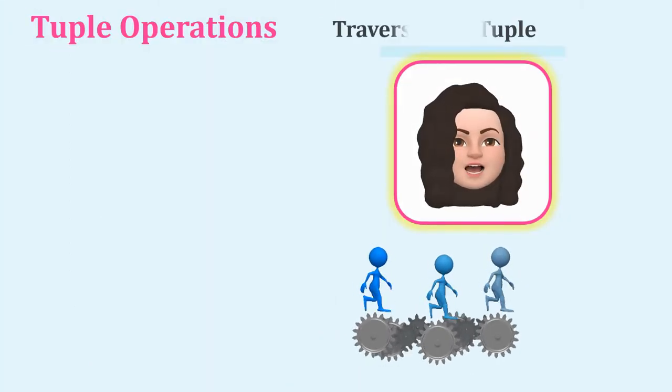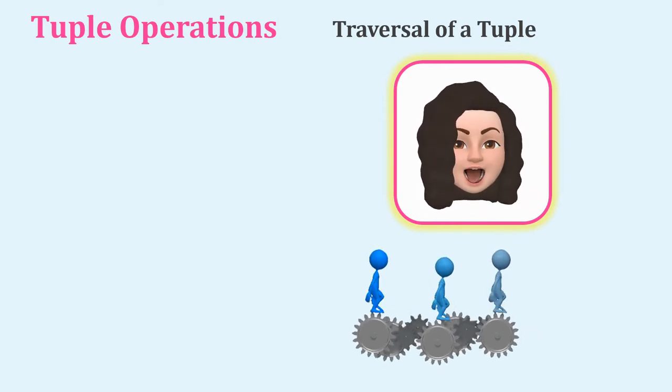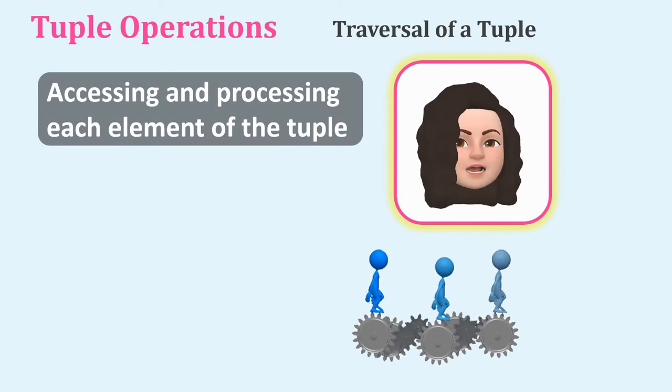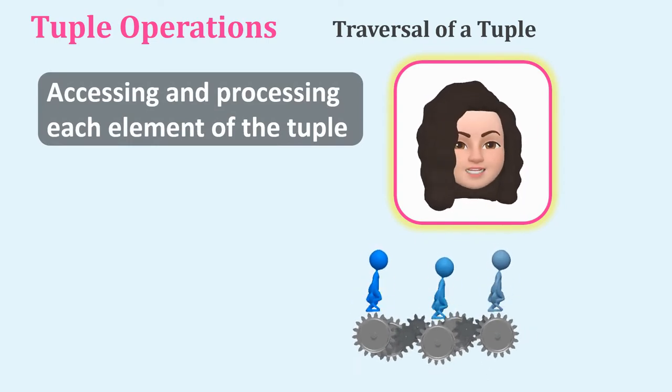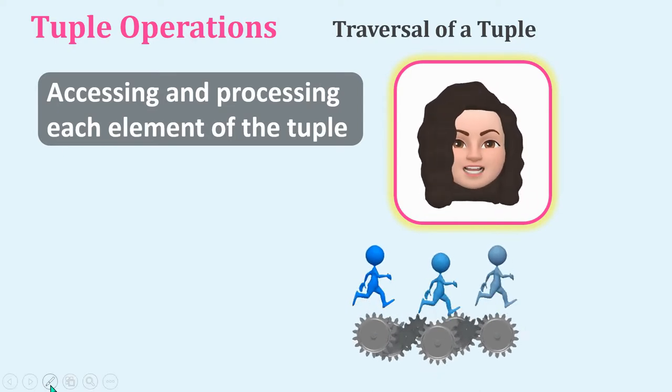Traversal. So traversal of a tuple is also like list and string, that is accessing and processing every element of the tuple one by one. So accessing and processing each element of the tuple is known as traversal. So traversal is done by using for loop.